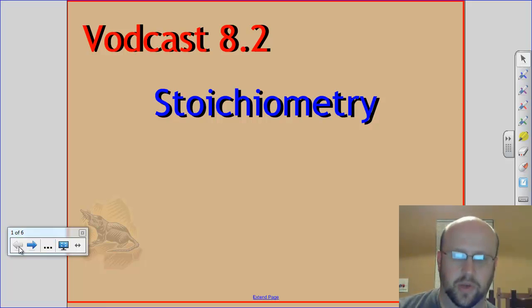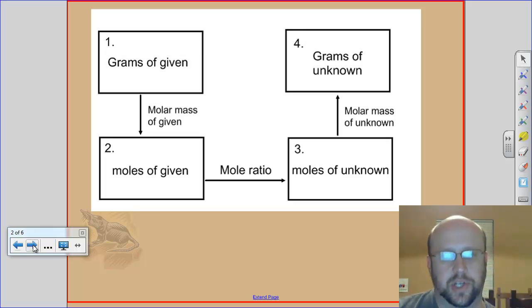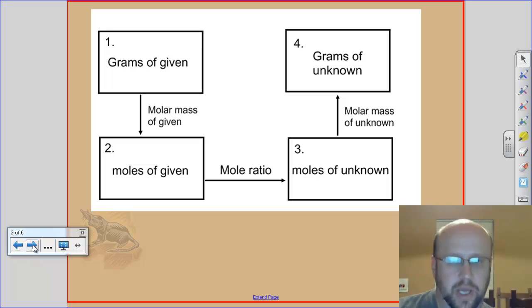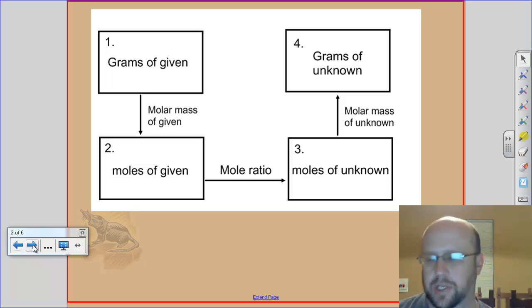Here's where we're going to jump into the real heart of stoichiometry. We talked about the simple stuff last time. Remember that the key point was the mole ratio. And so we're just going to jump right in here. This is what I like to call the roadmap for doing stoichiometric problems. And it works out this way.